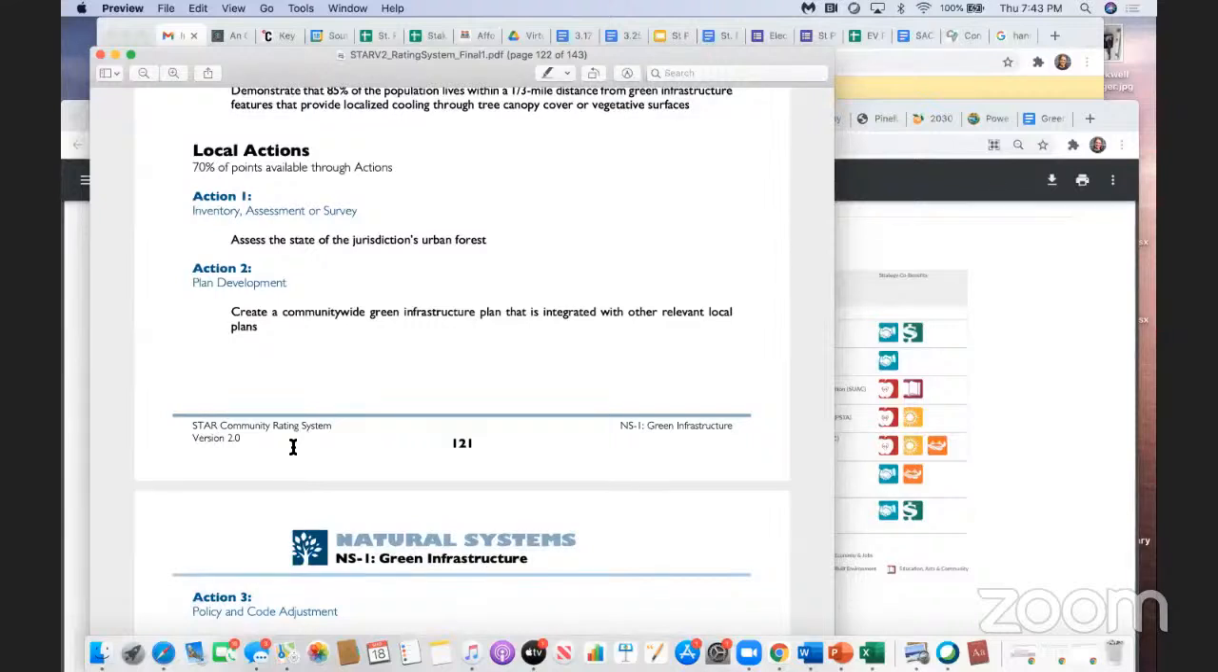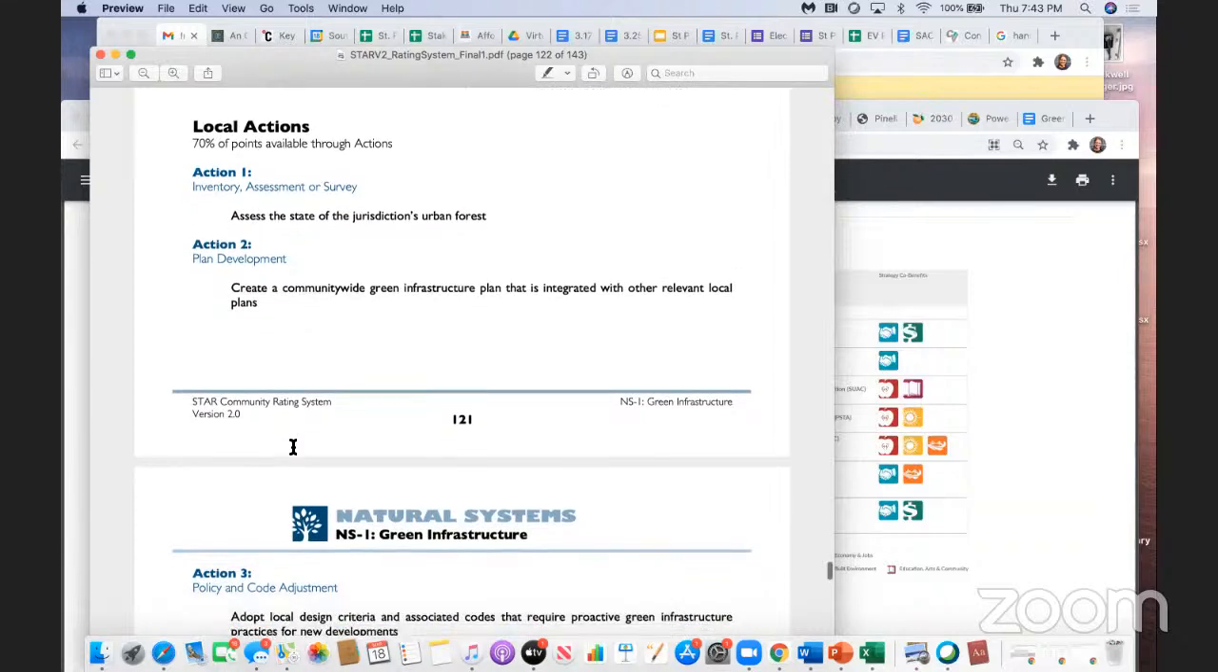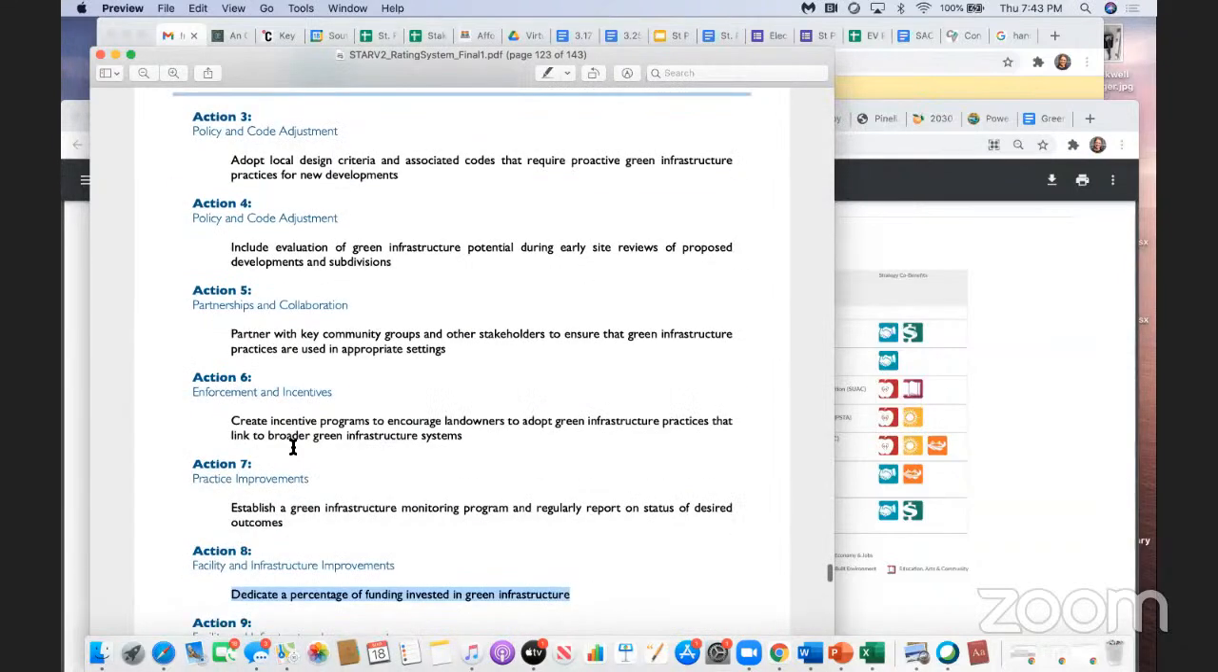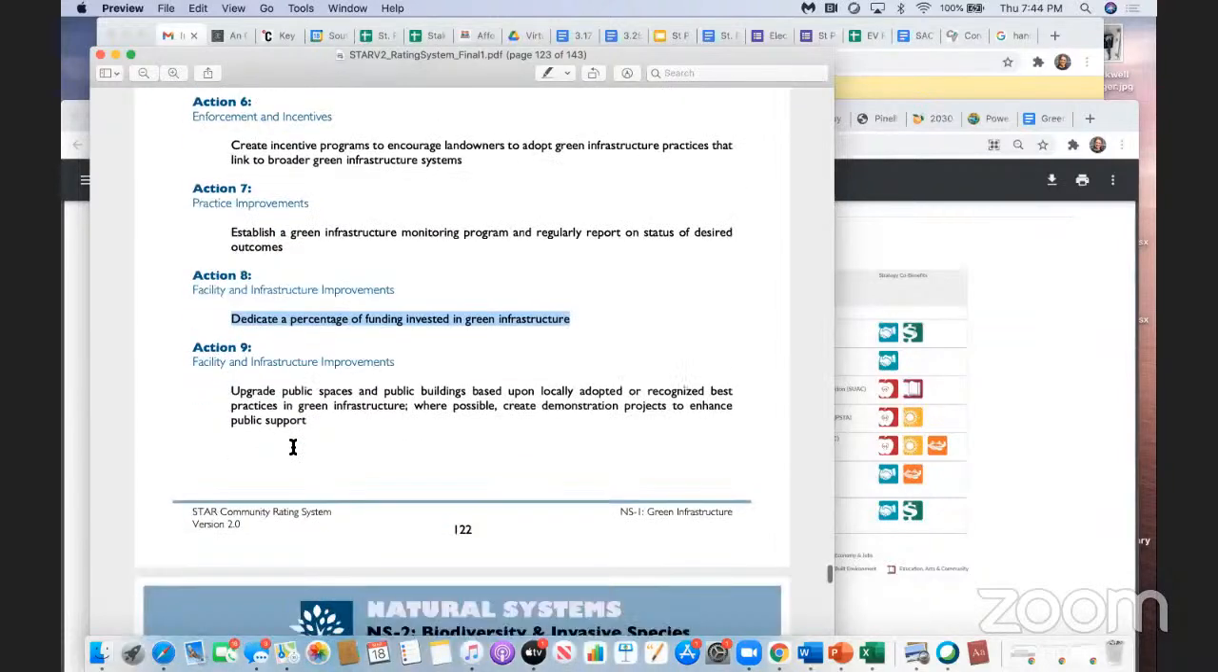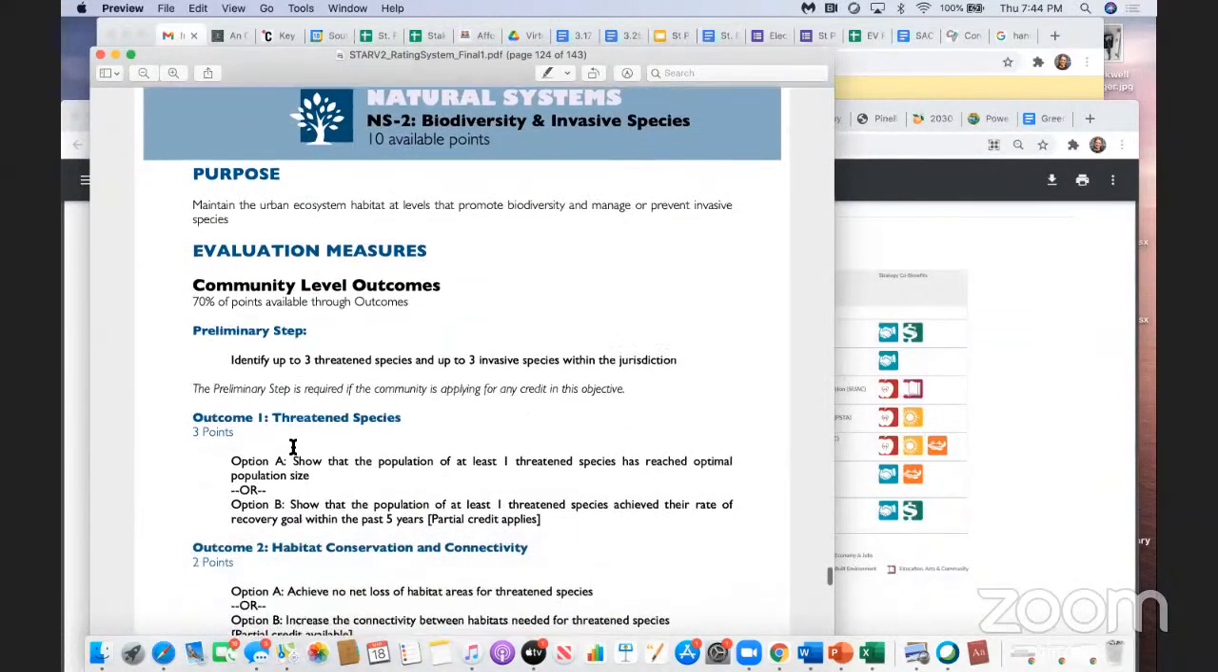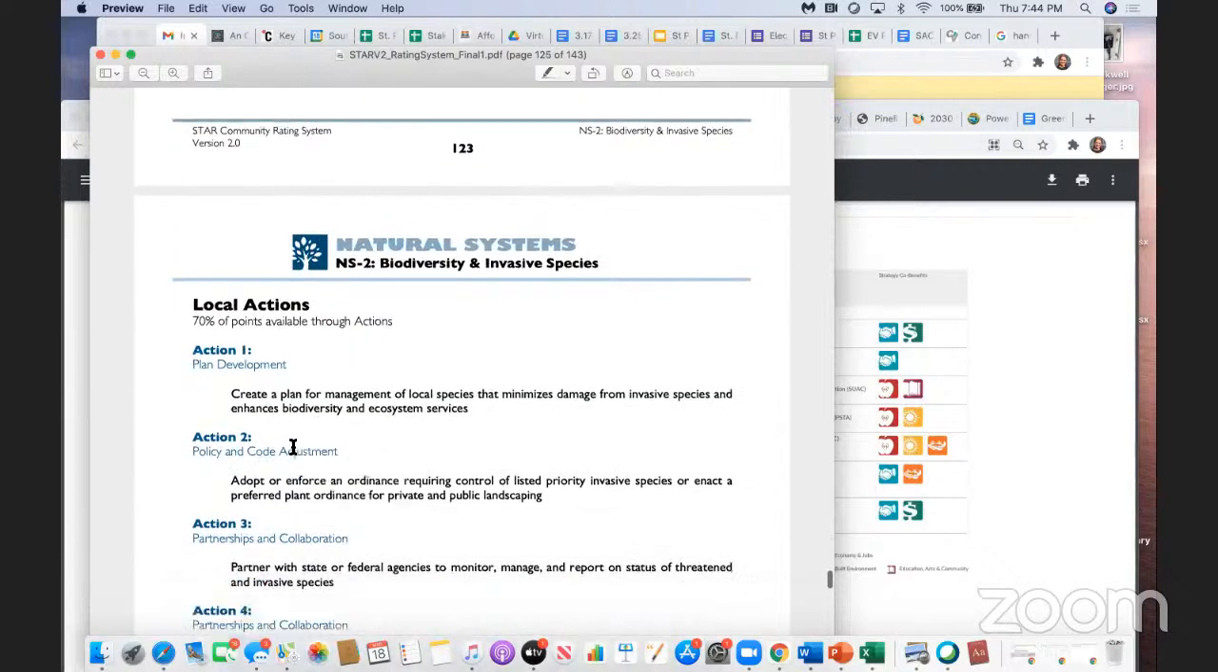The second major plan, or the one that requires a lot of action, is in Natural Systems 2, which is biodiversity and invasive species. Create a plan of management for local species that minimizes damage from invasive species and enhances biodiversity and ecosystem services.